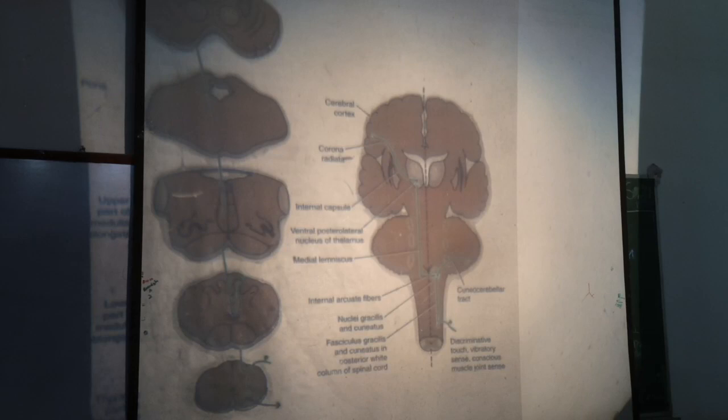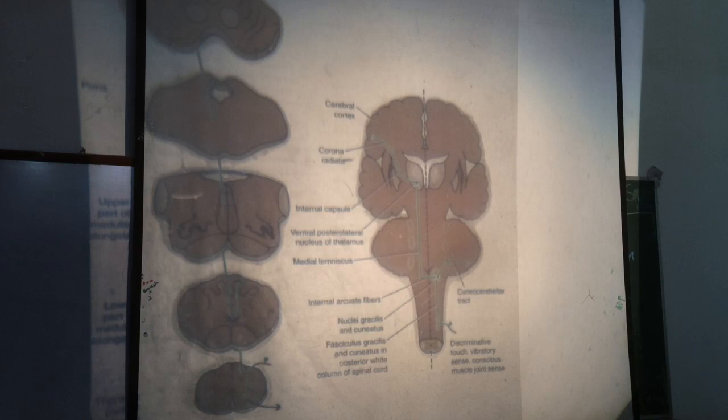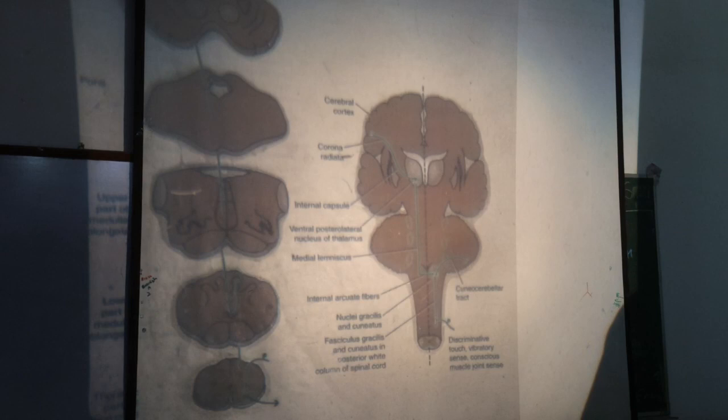As the tract ascends, fibers from the upper part of the body are added laterally. So from the lower parts of the body, the nerve fibers are medial. From the upper parts of the body, the nerve fibers are lateral.